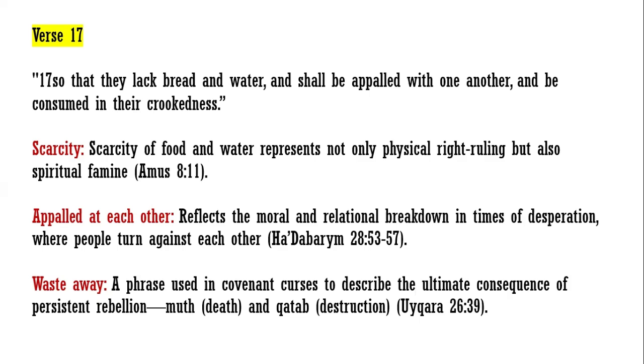Rasha away. A phrase used in covenant Kalalu to describe the ultimate consequence of persistent rebellion. Mut and Katab. We can read in Wikara, Leviticus 26, verse 39. I also want to read it first.